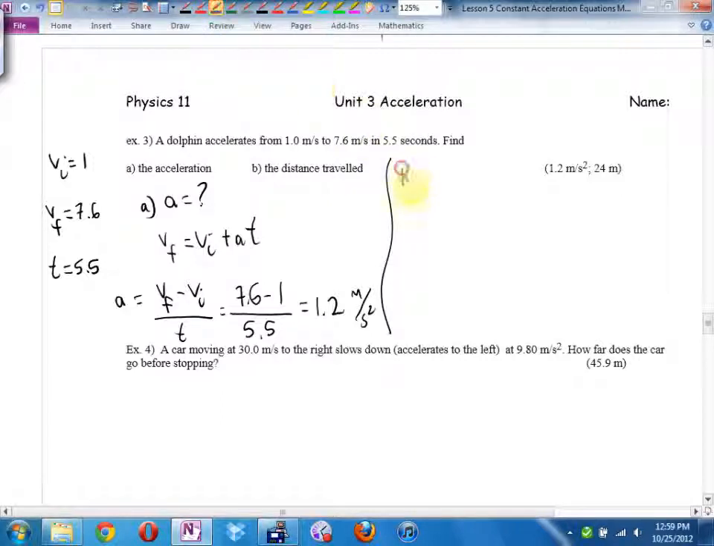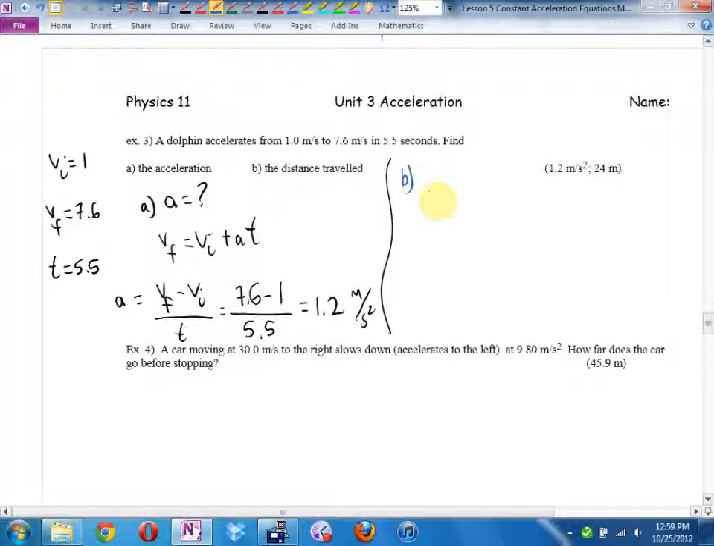B. What do they want me to find in B? Okay, I'm looking for an equation. It has to have D in it, because they're asking me to find distance. And I'd prefer one that has VI, VF, and T. I'd prefer one that doesn't have an A in it. Is the D by itself already in that equation, too? Yeah. Oh, nice. That's even easy. Great, I don't have to rearrange it.